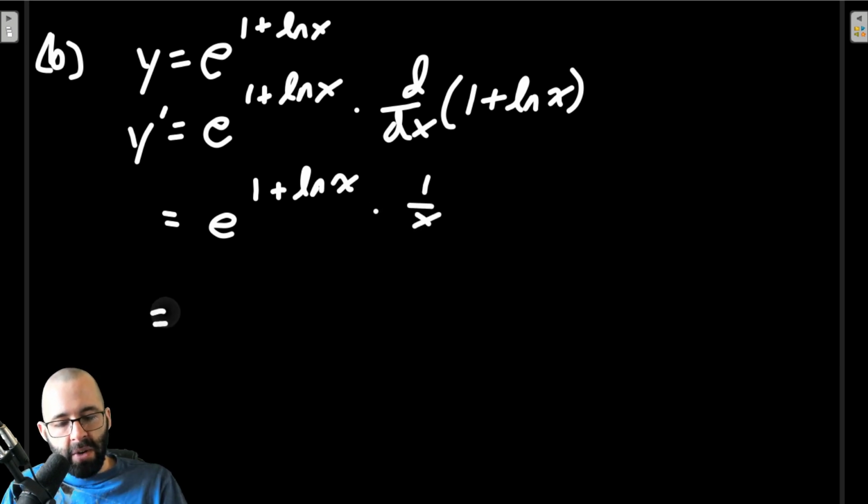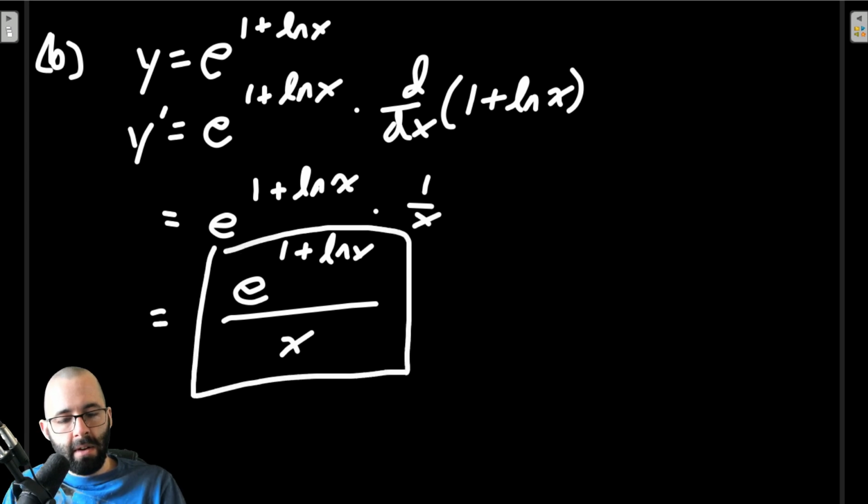All right. We could write this a little bit differently if we wanted to. 1 plus natural log of x, divided all by x. And there we go. We've got ourselves a derivative. Woohoo! One more.